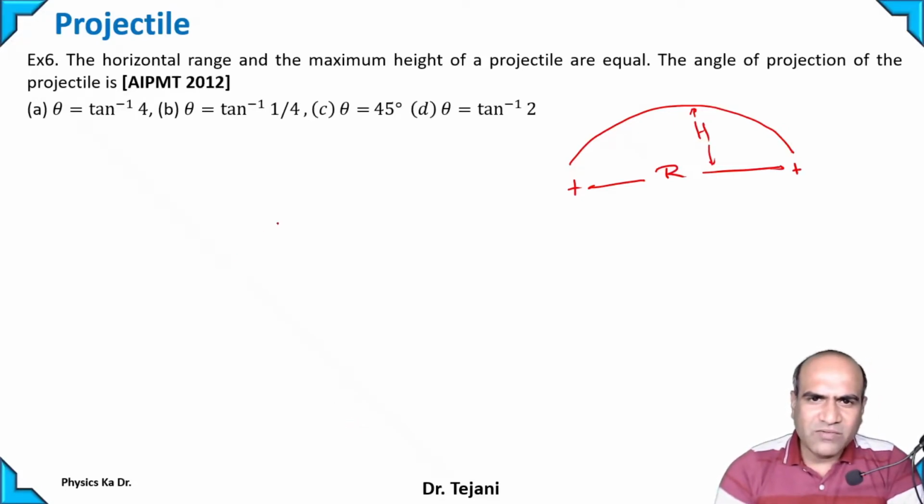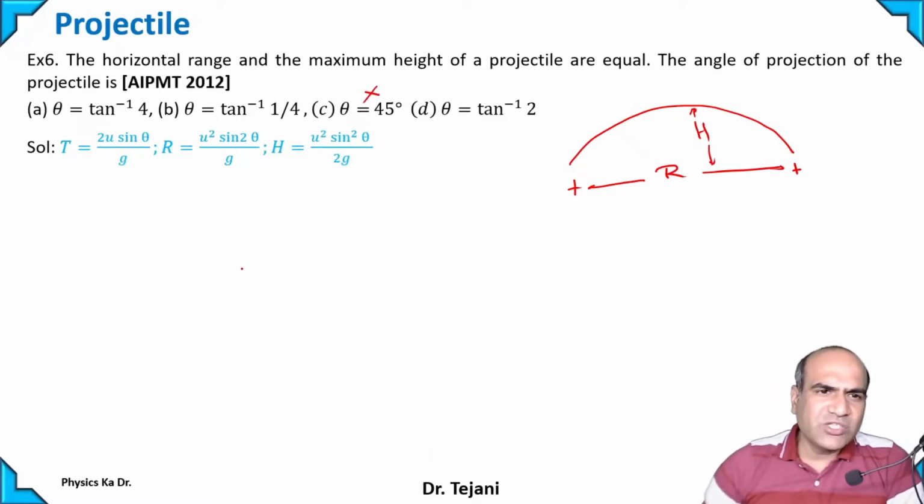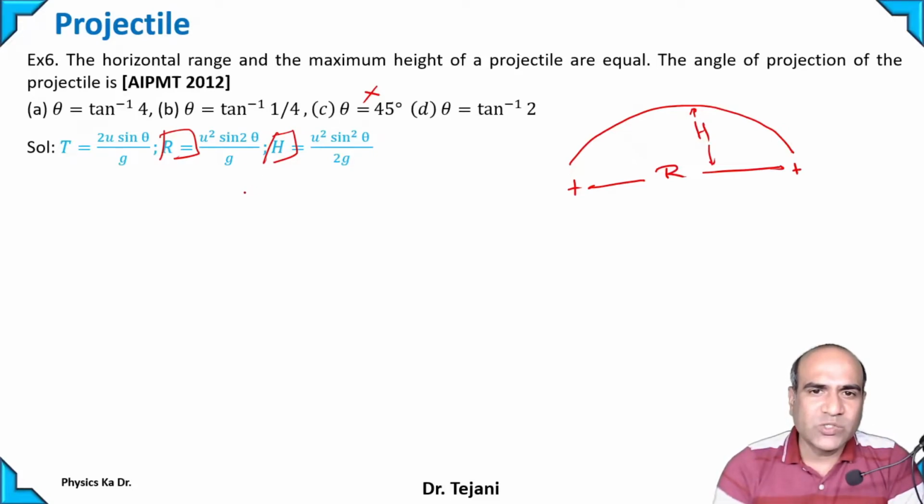For theta 45, we know that the range is maximum, but we don't know that R is equal to H. No such relation was ever there, so this option is not applicable. Fine, so we have all the equations. We need here the equation of range and height. So we have R is equal to U square sine 2 theta by g, and H is equal to U square sine square theta by 2g.